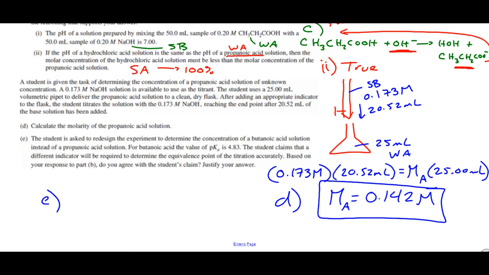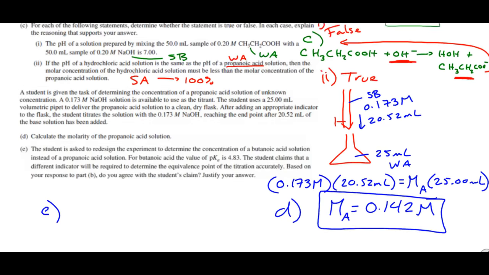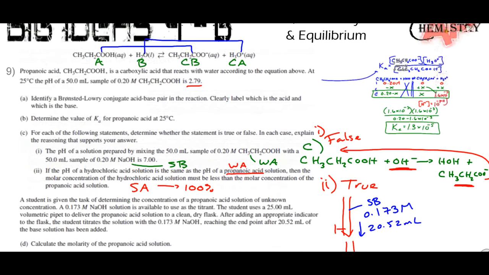Letter E. The student is asked to redesign the experiment to determine the concentration of a butanoic acid solution instead of a propanoic acid solution. For butanoic acid, the value of pKa is 4.83. The student claims that a different indicator will be required to determine the equivalence point of the titration accurately. Based on your response to part B, do you agree with the student's claim? Justify your answer. Okay, so let's see what the heck we said in part B.